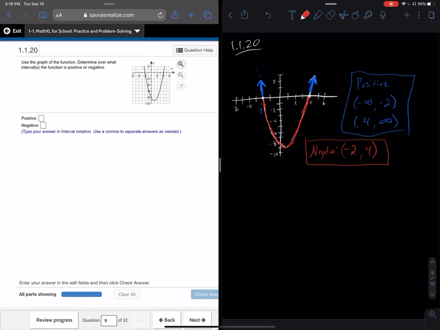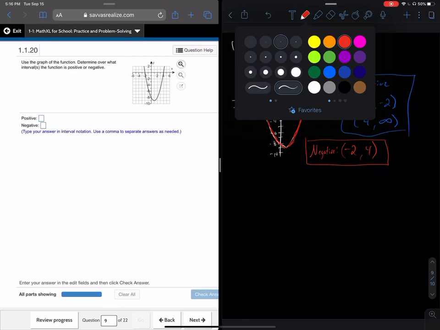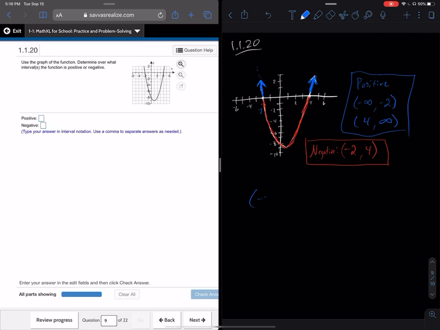Be careful typing in the answers as interval notation. And when you type in the positive ones, use a comma to separate the two answers. So you would write them as, you would say -infinity, -2, and then put a comma between each set. So it would look something like that for the positive. And then the negative is just as it's already been written.